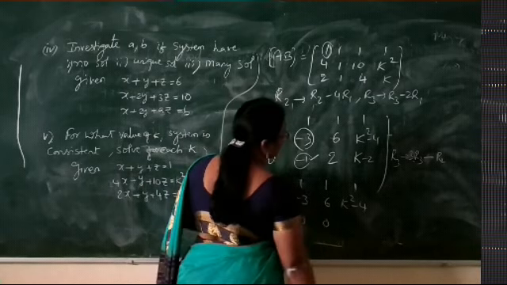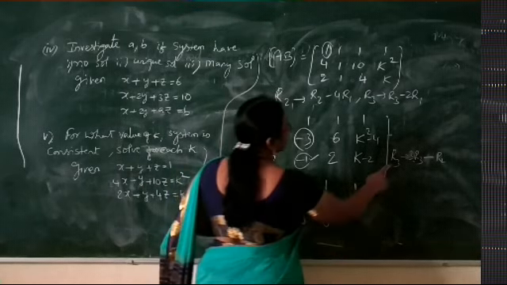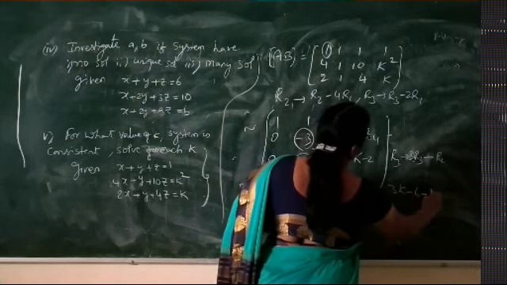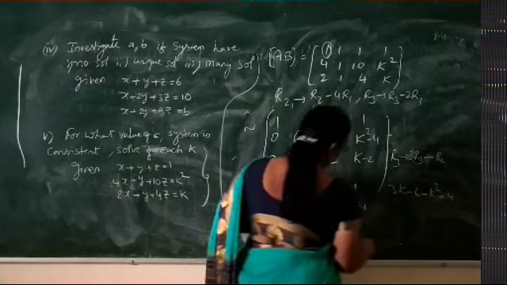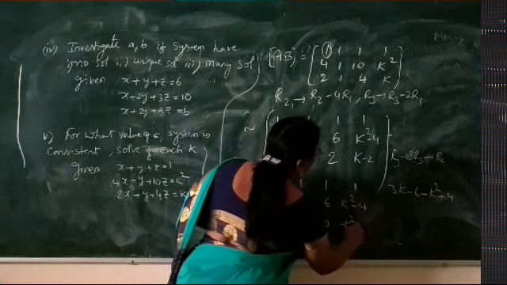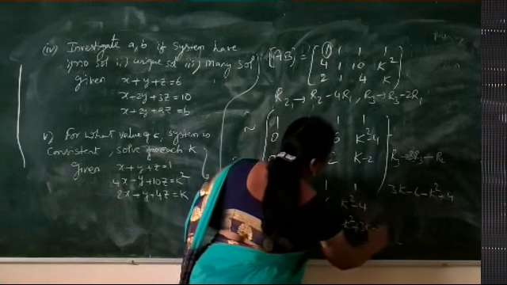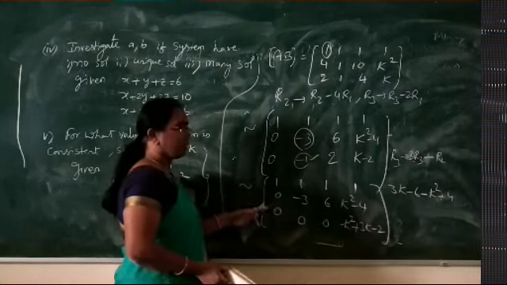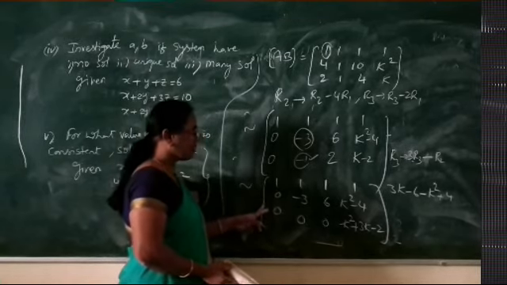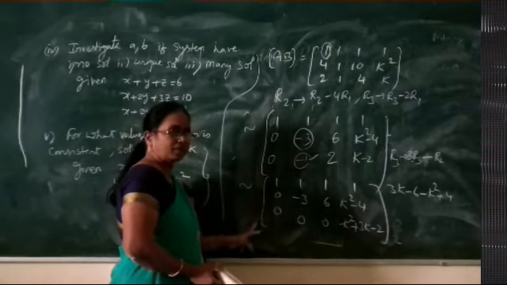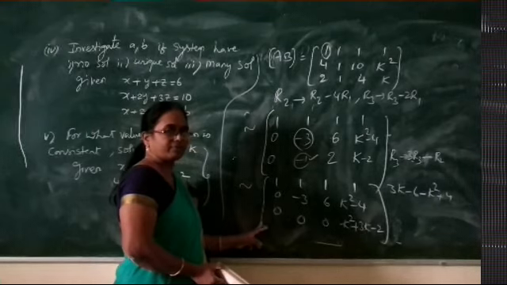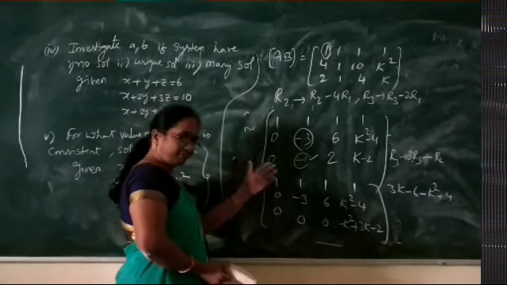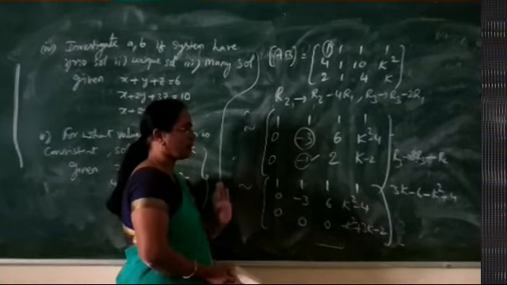We have again 0 and this is 3 times R3. We have 3K minus 6 minus R2, which means minus K square plus 4 minus K square plus 3K minus 2. This is the element here. Now look at the form. Clearly this is echelon form, as the number of zeros increases along the non-zero rows, the number of zeros increases before the non-zero entry. This is the echelon form now.